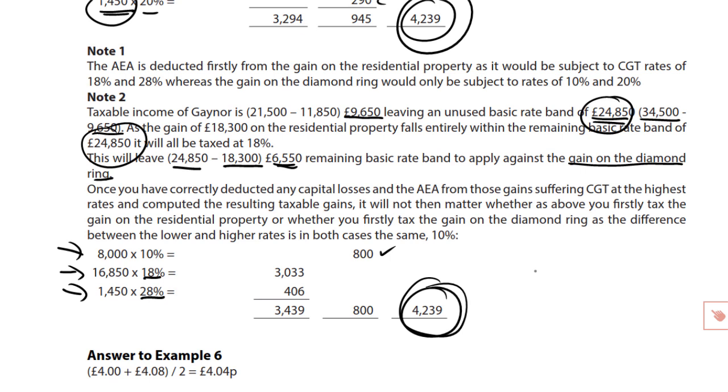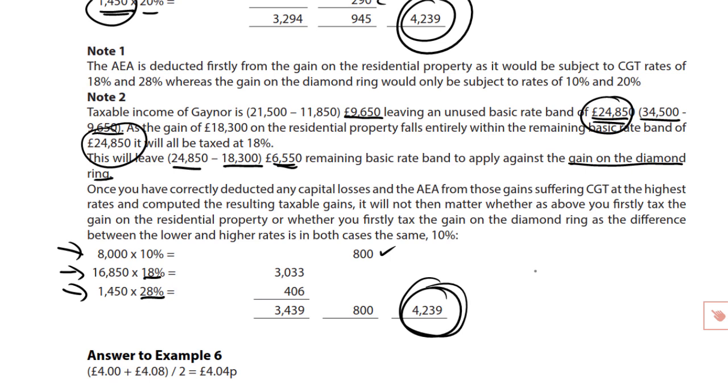It won't matter whether you've got residential property and other gains. It doesn't matter which one you tax first, but routinely just go with the residential property would be my advice. And tax at 18% for any remaining basic rate band available, and then up if necessary to 28. Then deal with the other gains: if there's no basic rate band still remaining, at 20%. If there is still some basic rate band remaining, it at 10, and any excess above that then at 20%. And get your CGT liabilities.